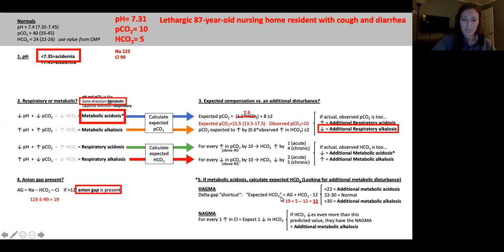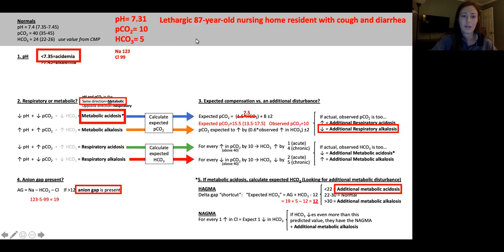So in this patient's case, the anion gap we calculated was 19. Plus the bicarb observed, which was 5, minus 12, which is essentially just the expected anion gap. And we end up with the calculation is 12. The normal range we would have expected is 22 to 30, but this patient had less than 22. And so this patient has an additional metabolic acidosis going on.